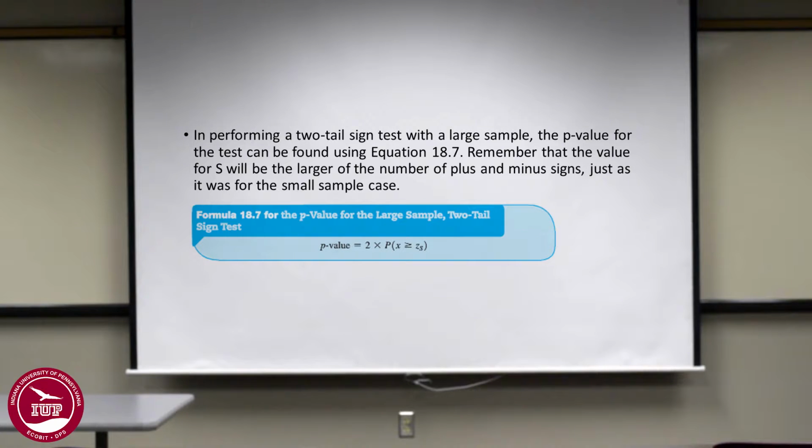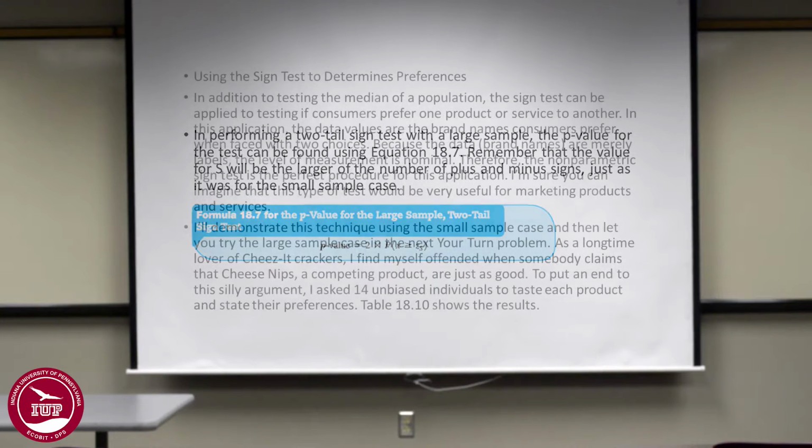In performing a two-tail sign test with a large sample, the p-value for the test can be found using equation 18.7. Remember that the value for S will be the larger of the number of plus and minus signs, just as it was for the small sample case.